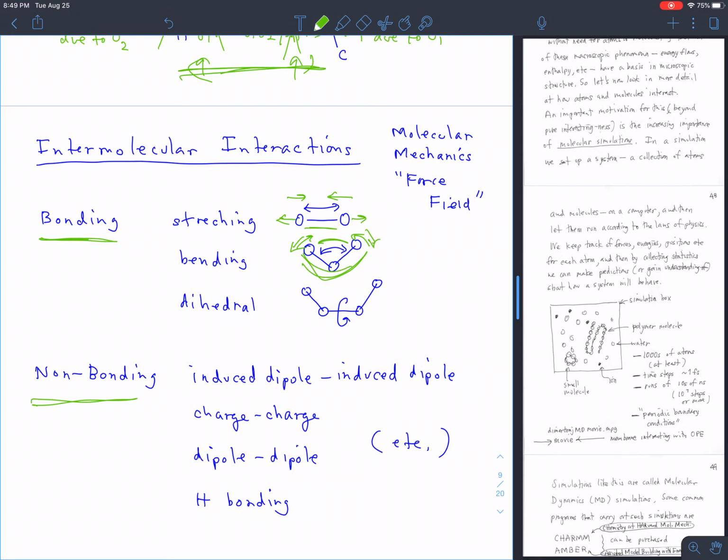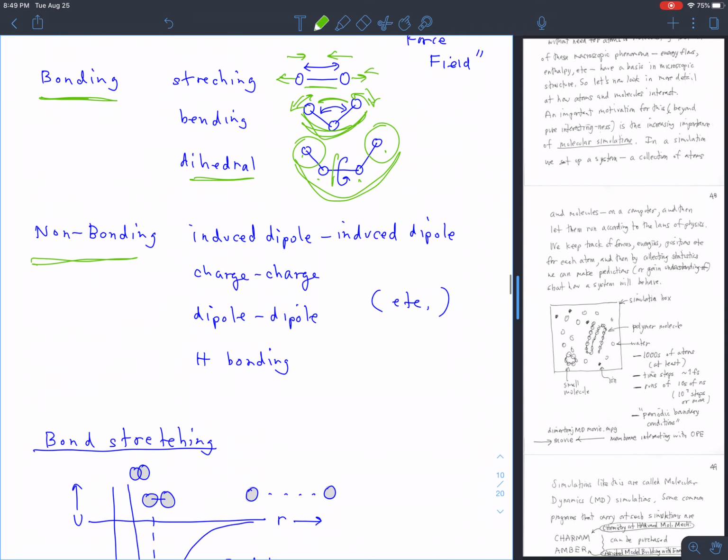So there's two center, three center, and also four center bonding arrangements. Those are called dihedral angles, where you've got four atoms in a row, and the rotation around the bond in the middle of those four atoms rotates this end of the four atom set relative to this end of the four atom set. And there will be forces that resist that rotation as well. And so we'll talk about all those cases. Then there's the non-bonding interactions.